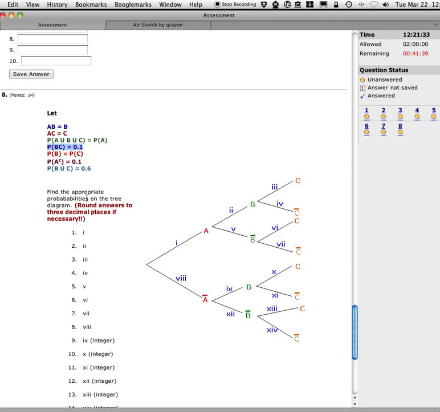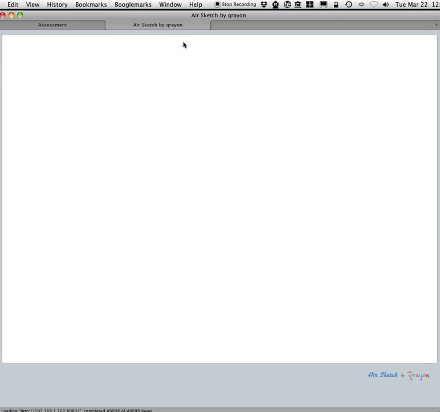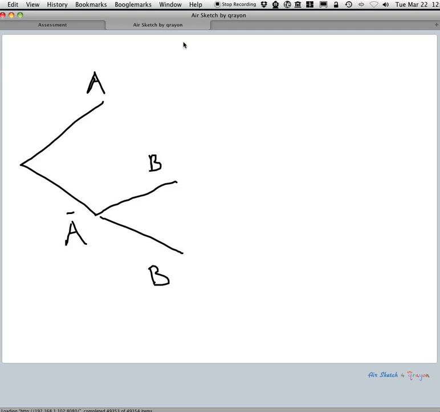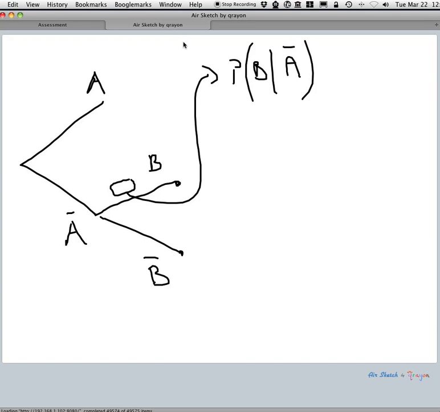I don't know if maybe we can have a look. Let me go here and delete everything. So we have done A and not A, and we've done everything in the upper part of this tree diagram. Let's see here. B and not B. Well, this probability, this one, is the probability of B given not A, right?